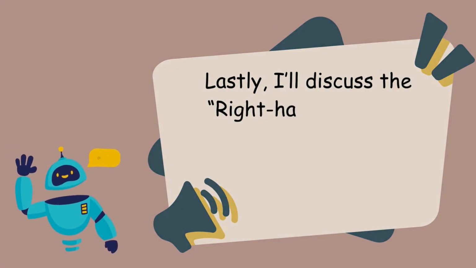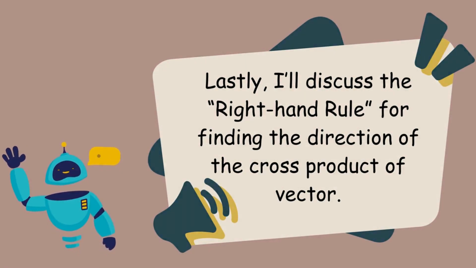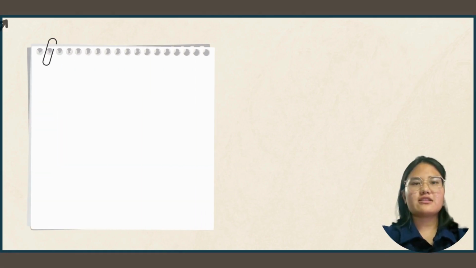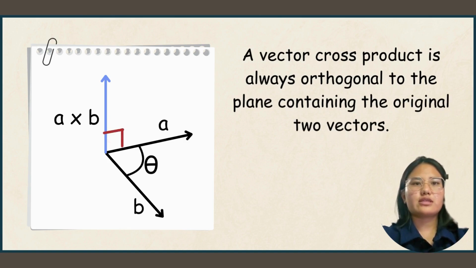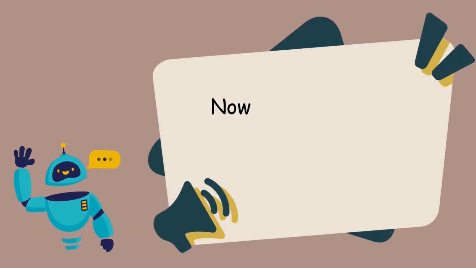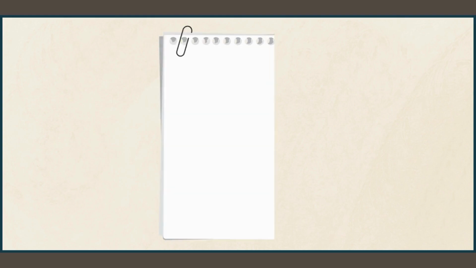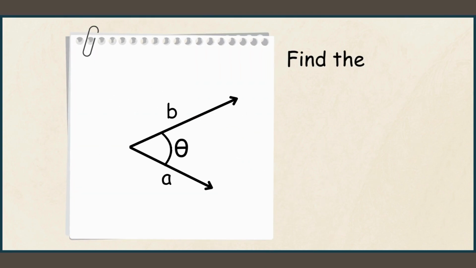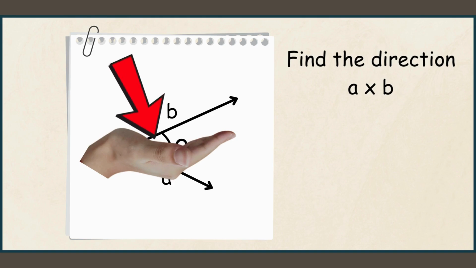Lastly, I will discuss the right-hand rule for finding the direction of the cross product of vectors. We must understand that a vector cross product is always orthogonal to the plane containing the original two vectors. Now, let me show you how to use the right-hand rule. To find the direction of A times B, we need to put our hand across A and curl our fingers towards B. Our thumb is the direction of the cross product.